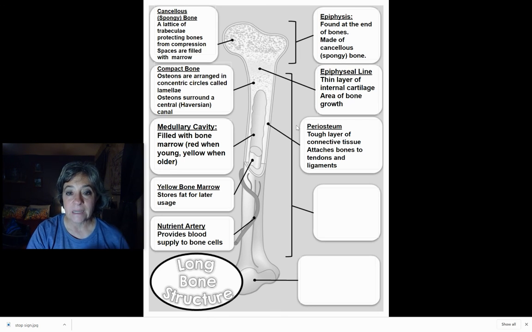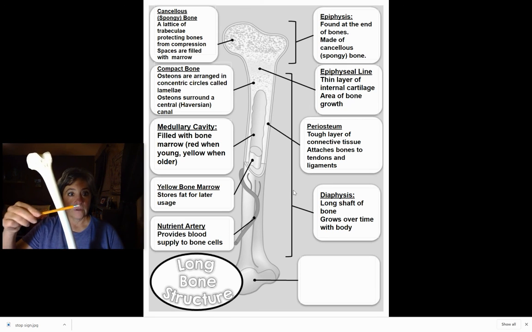There's a layer of connective tissue called the periosteum that's found on the outside of the bone. Peri means upon. So this is a connective tissue upon the bone. And that's what attaches the bones to tendons and ligaments. We'll mention those later. This is pointing to this whole middle part, the shaft of the bone.